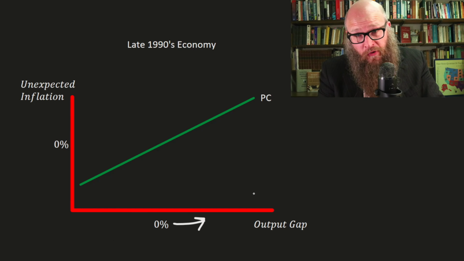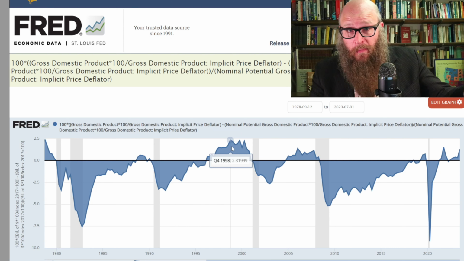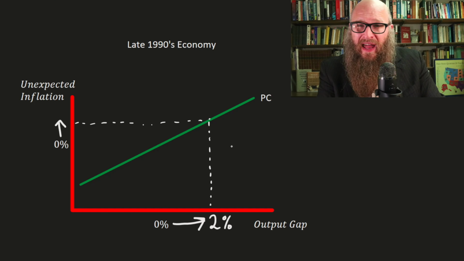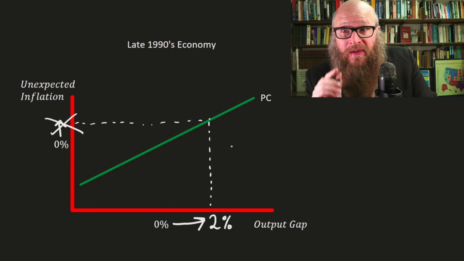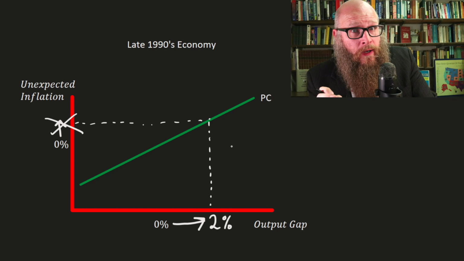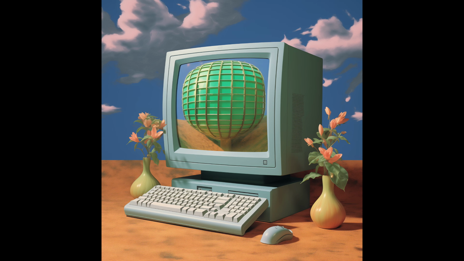The output gap was positive. If we use the specific numbers, we'll throw in 2% here. Yet, we did not see this. Something else is going on in this economy besides a positive demand shock. In the late 90s, the internet and personal computing productivity boom was in full swing. We were able to do things with less time, less energy, and more efficiency than ever before.